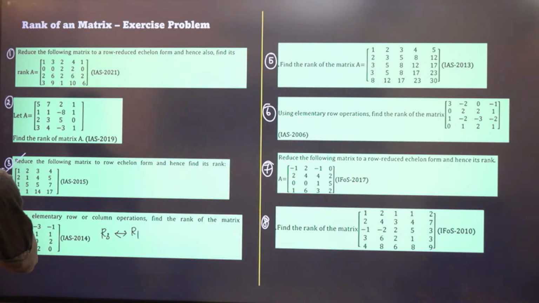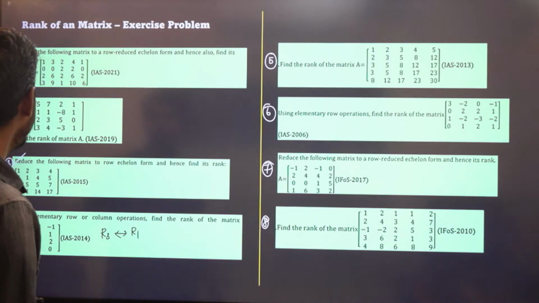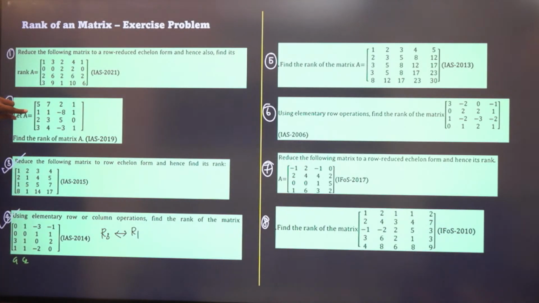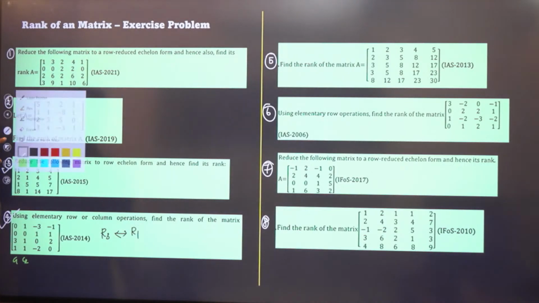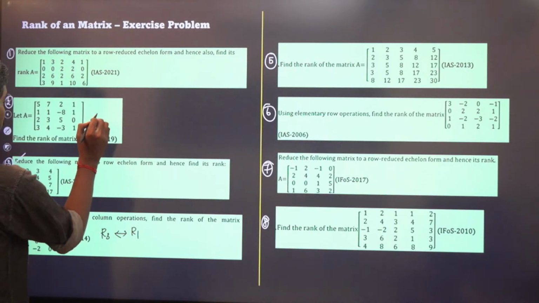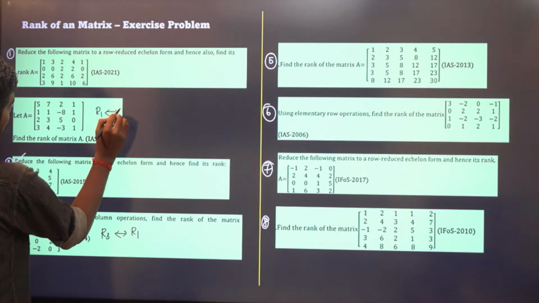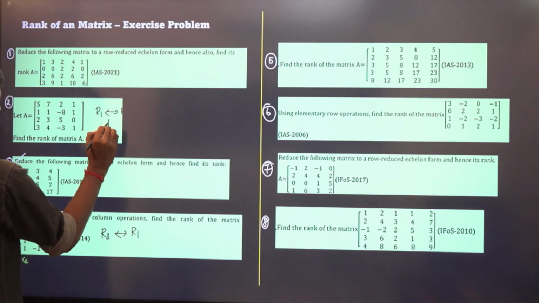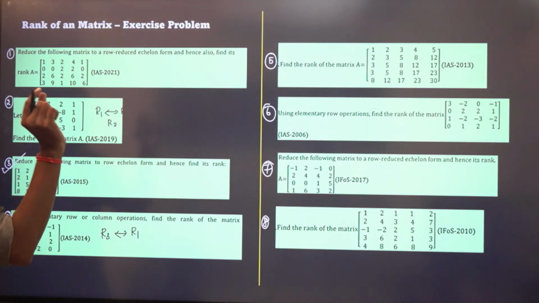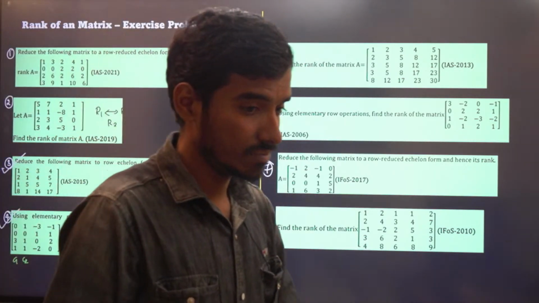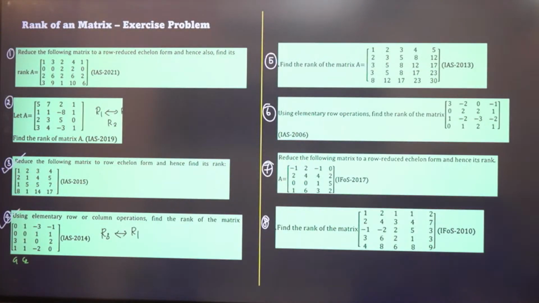I have done the third and fourth problems. Similarly, you can see in this case it will be convenient for you if you interchange R1 and R2. If you have 1 in the first element, it will be easy for calculation. It is not mandatory, but if you have 1 in the first row, first element, it is easier from a calculation point of view.